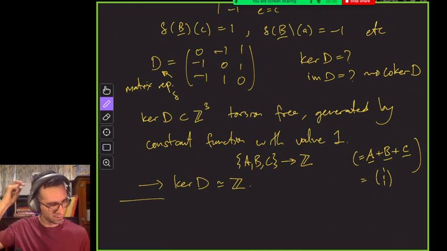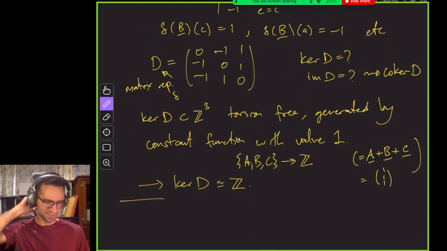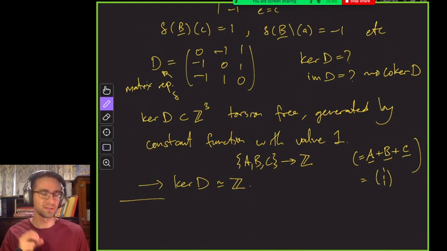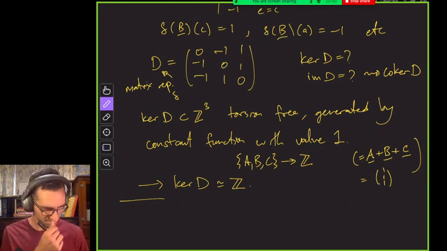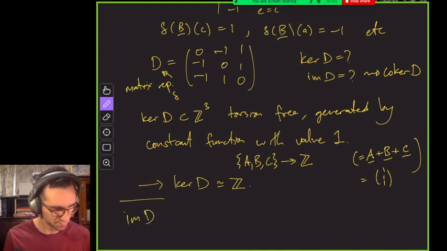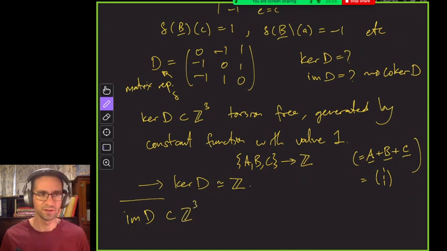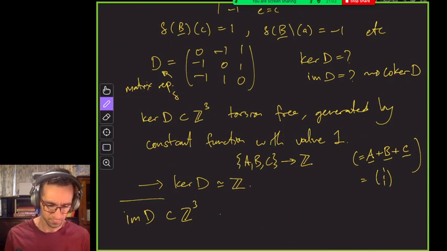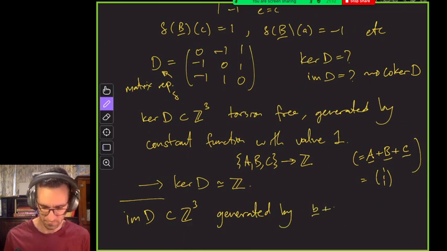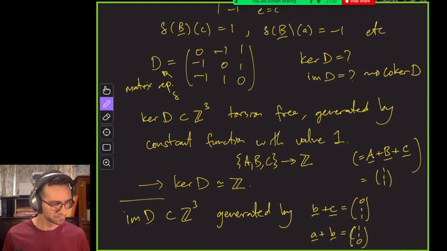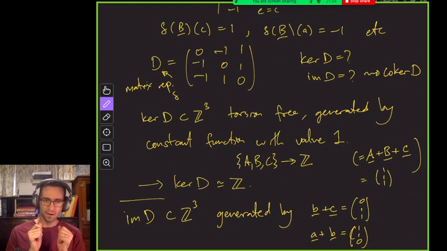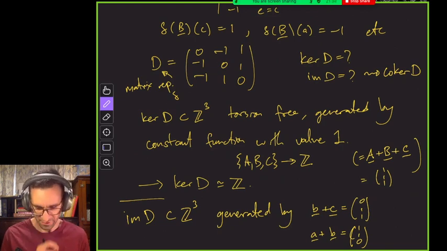So it's generated by the columns of D. But I'm going to pick a particular linear combination of those columns, which makes it a bit easier. So the image of D, the range of D, sits inside Z3 again, so it's a torsion-free abelian group. We just need to write down some generators. Like so. So now we have to think about what is the quotient of Z3 by the subgroup generated by these two vectors.